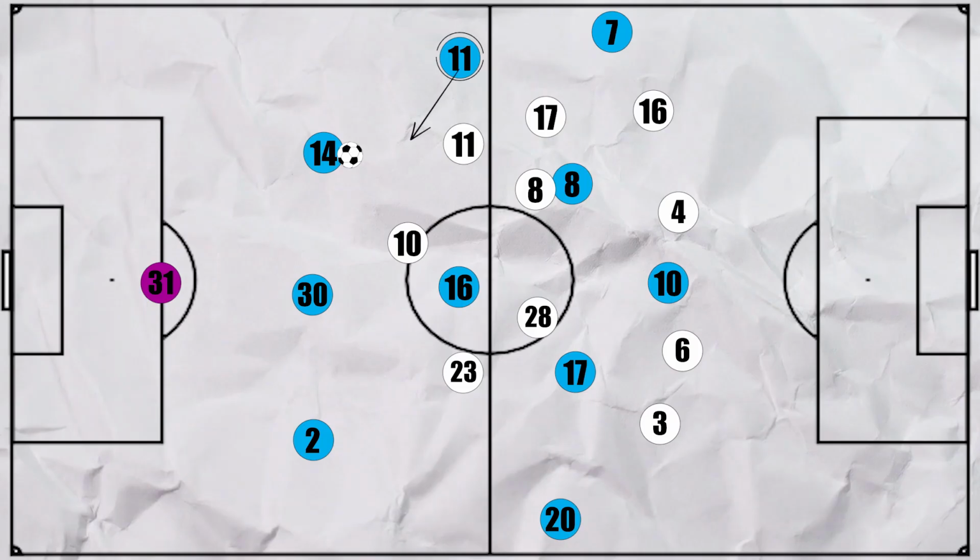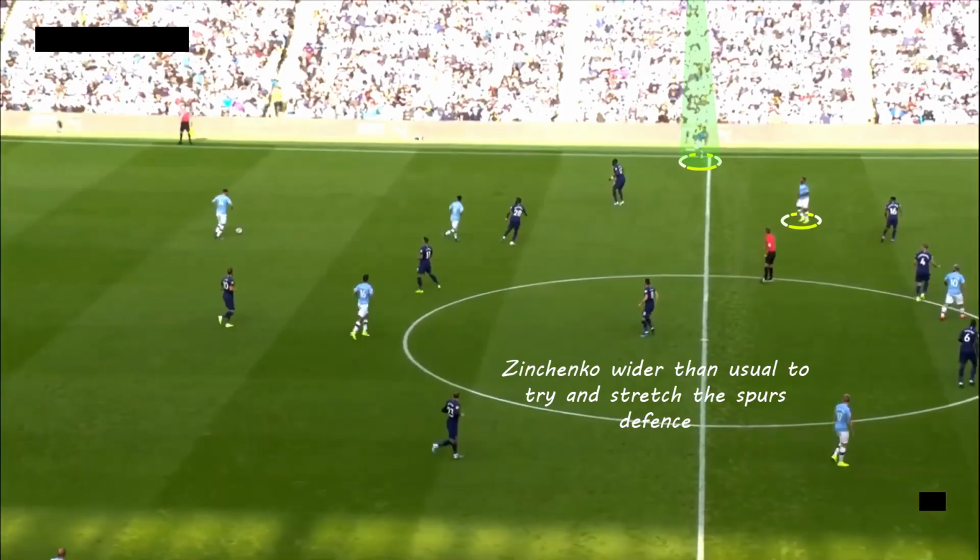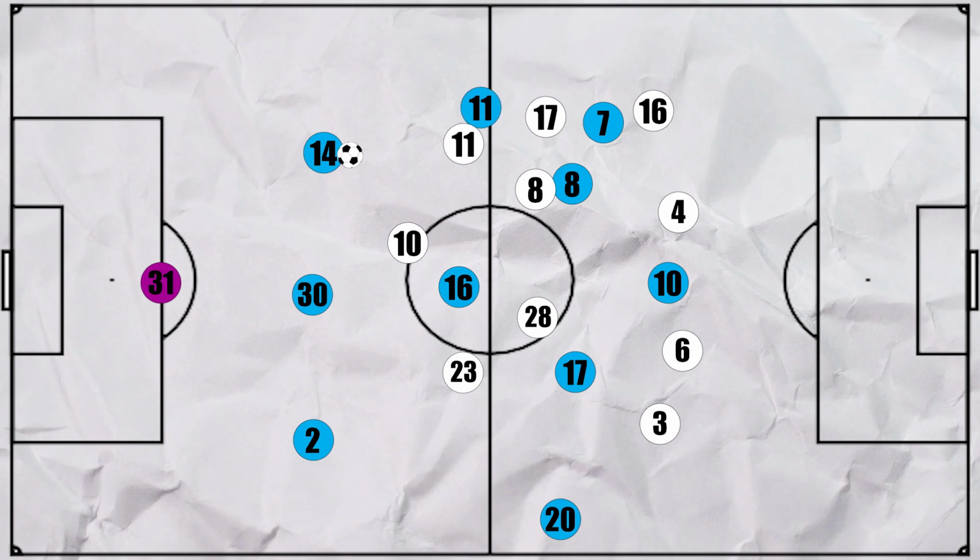Usually, Zinchenko plays as an inverted fullback, but Spurs' game plan meant that he opted to stay wider to provide some width. This became a theme on the left, as he pushed high looking for a quick switch, and often Sterling would tuck in in order to occupy Walker-Peters. Or, if Zinchenko was tucked in, Sterling himself would hug the touchline.